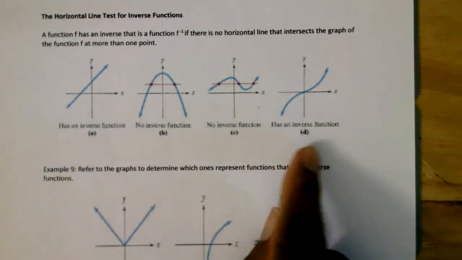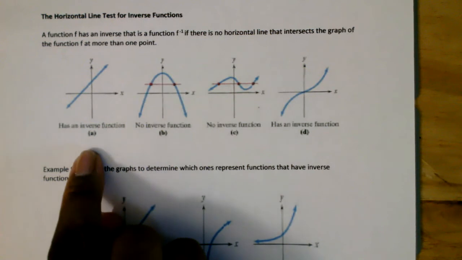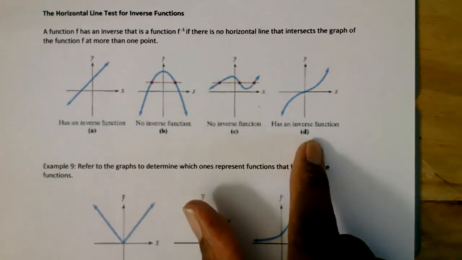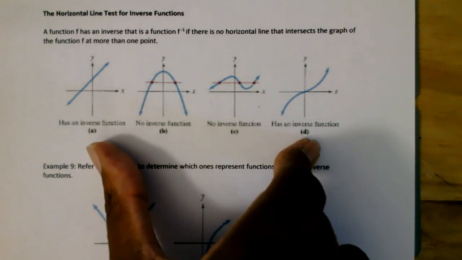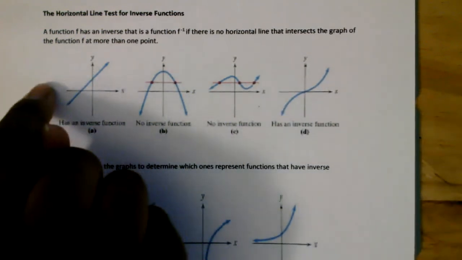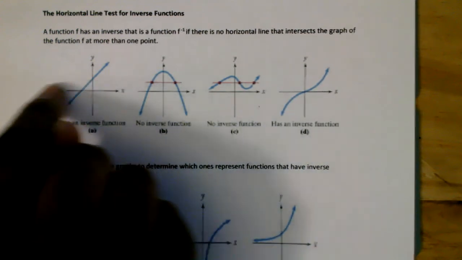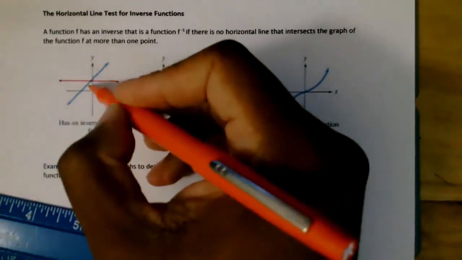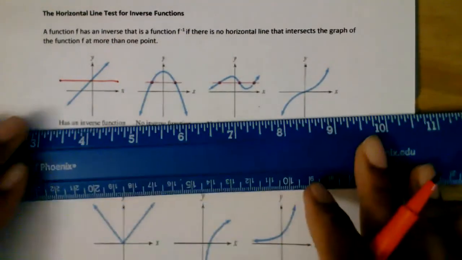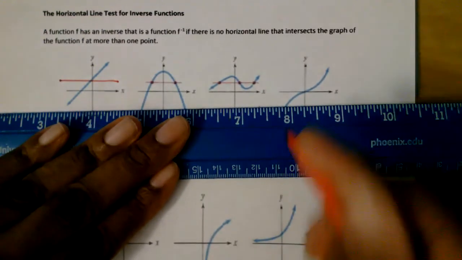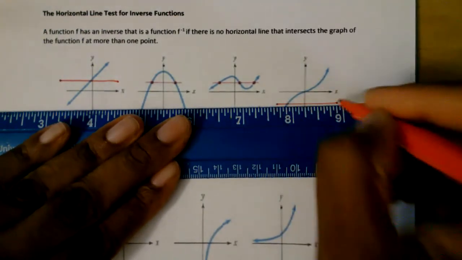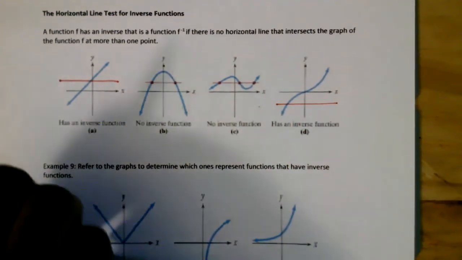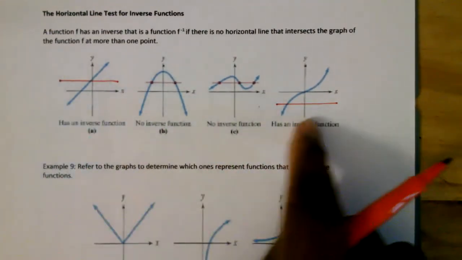So if you look at these examples here, graph A and graph D have an inverse function because I can draw a horizontal line, and it's only going to cross the graph at one place. I'll go ahead and show that here. So here, a horizontal line is crossing the graph at only one place. And on graph D over here, that horizontal line crosses the graph at only one place. So those have inverse functions.